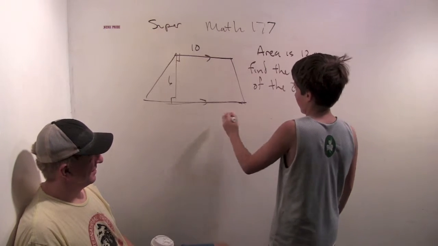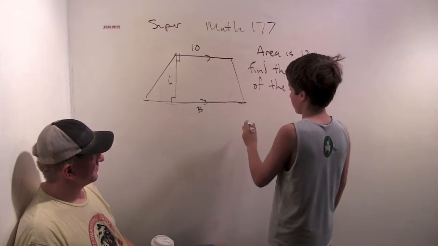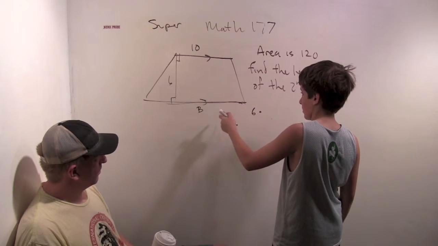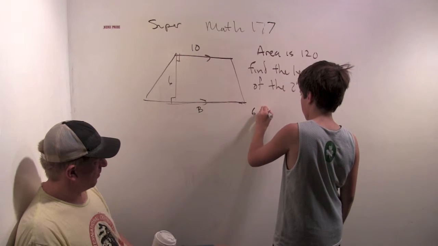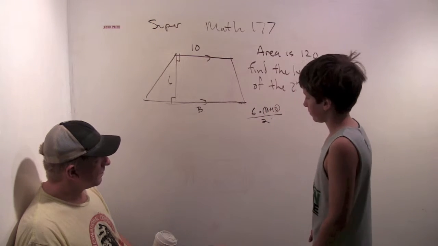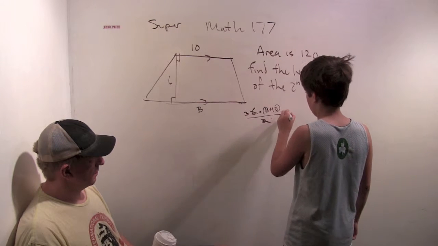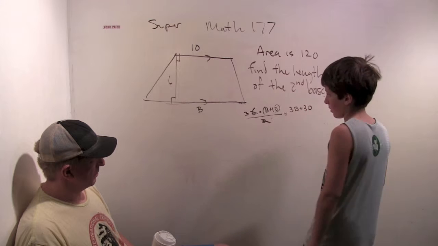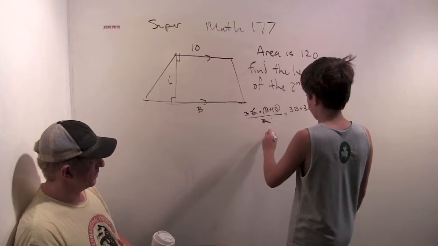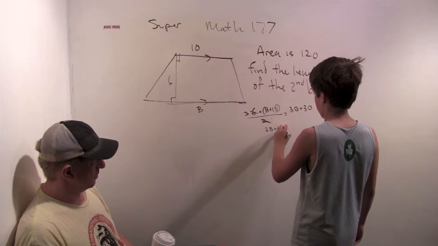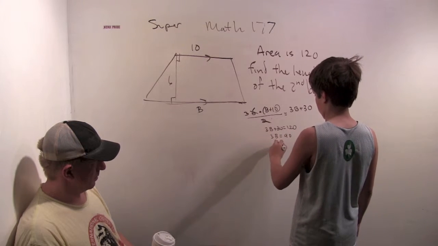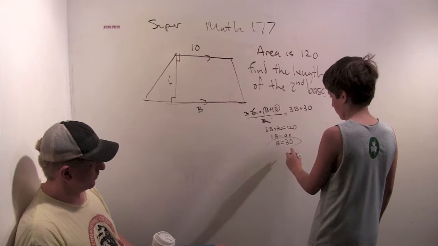So, I'll call this B. Alright. So the area of a trapezoid is the height, 6, times the sum of the bases, B plus 10, over 2. B plus 30. And then this is equal to 120. Okay, the second base is 30.